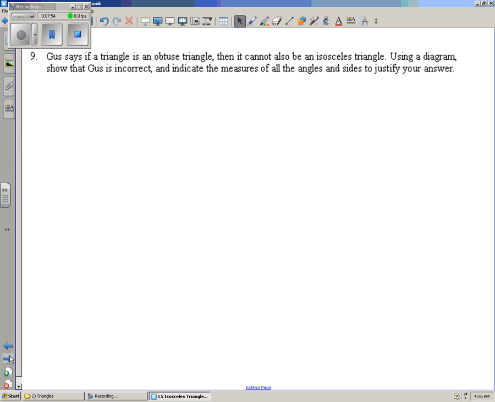Number 9 says, Gus says if a triangle is an obtuse triangle, then it cannot also be an isosceles triangle. It says, using a diagram, show that Gus is incorrect and indicate the measures of all the angles and sides to justify your answer. Well, let's start off with trying to figure out a triangle that goes against what Gus is saying. So Gus is saying, all right, if we start off with an obtuse triangle, it can't be isosceles.